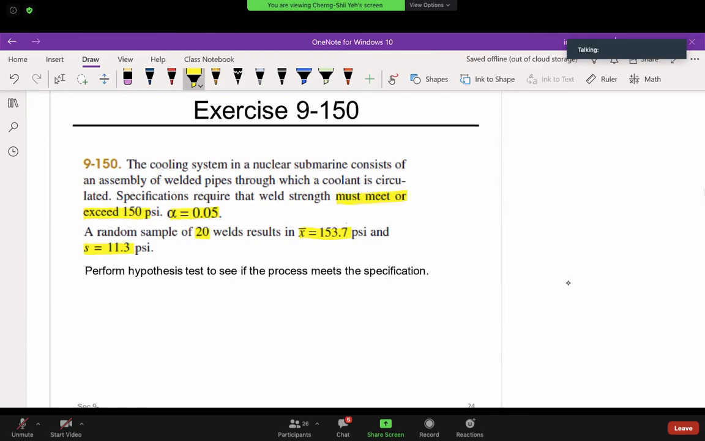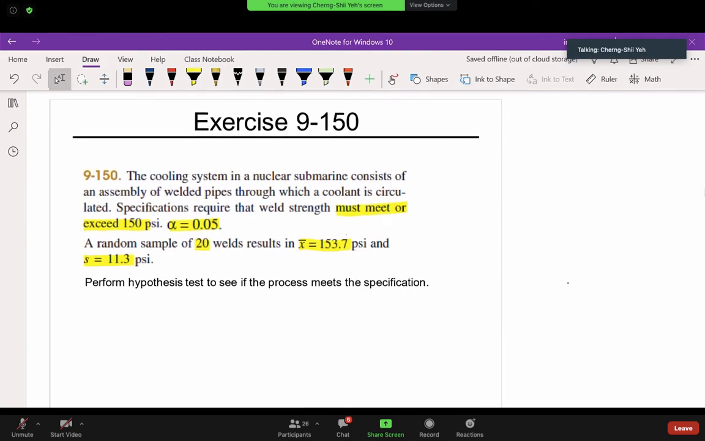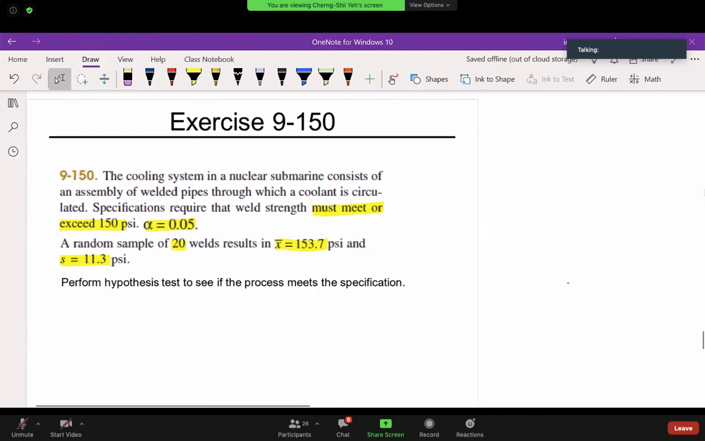Okay, so specification is the requirement. We need the process to meet this requirement, but what about our actual process? Does it actually meet the specification or it doesn't? So we'll find out using our hypothesis testing. Okay, hypothesis testing. First, our mu is the weld strength.